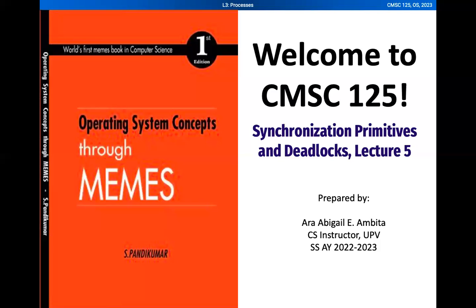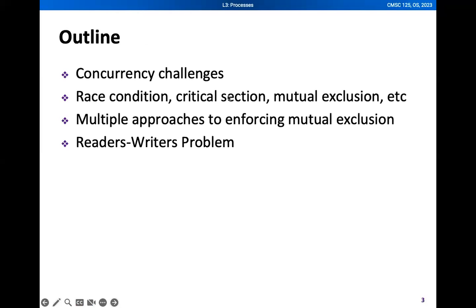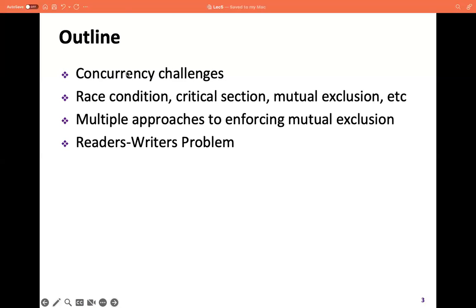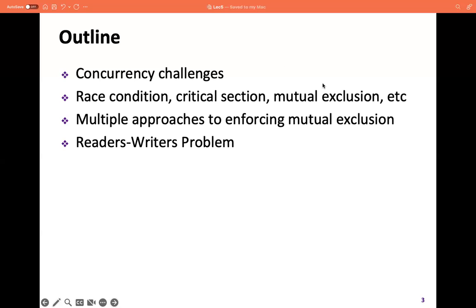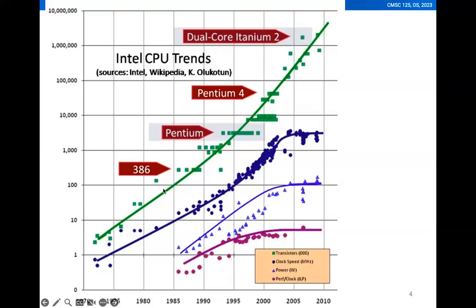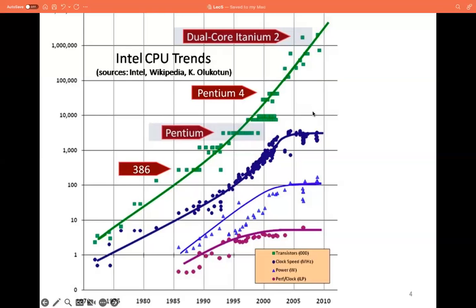So hello everyone. In this video, we are going to discuss synchronization primitives. We are going to primarily discuss some challenges in concurrency, and particularly these are the race conditions. We will also discuss the critical section, mutual exclusion, and how to enforce it. And lastly, the readers-writers problem. So let us start by motivating parallelism.